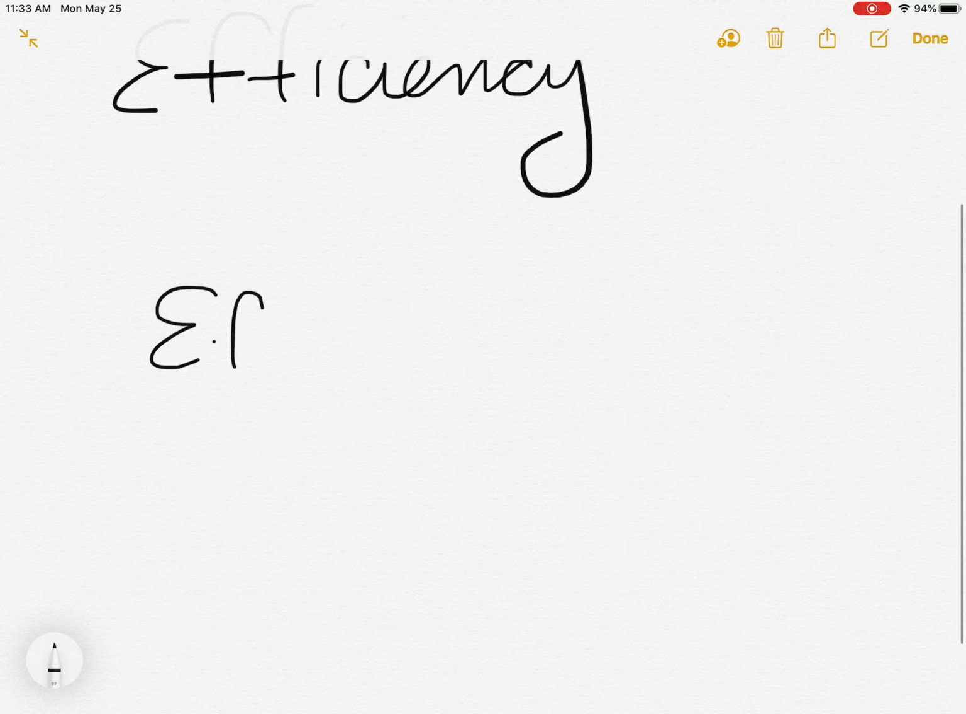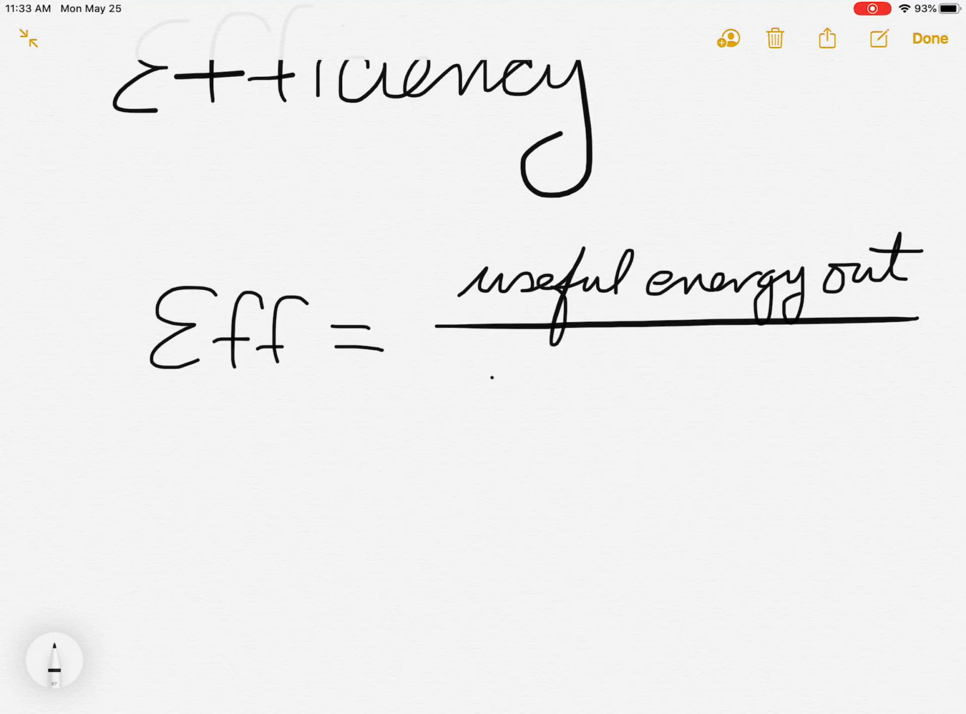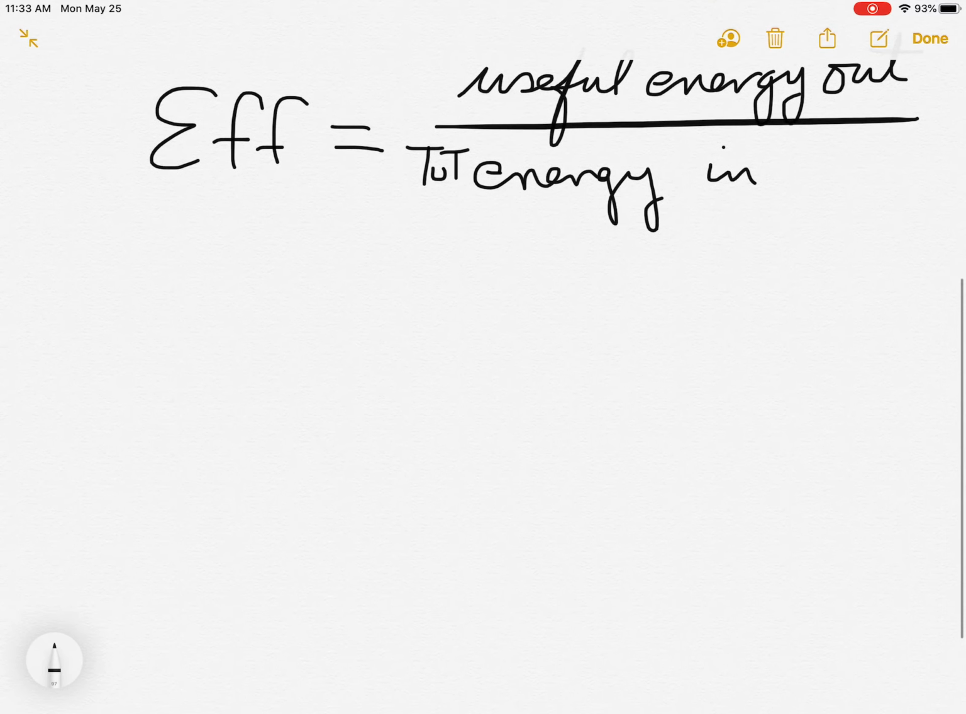And so efficiency is a comparison, basically. It's a comparison of the useful energy out divided by the energy input, or the energy in, right? Maybe we should put the total energy in. And so what does that actually mean? Well, that's the trick. We have to figure out how do we determine what is useful energy out and what is the total energy in.